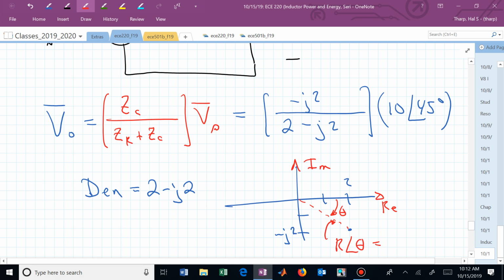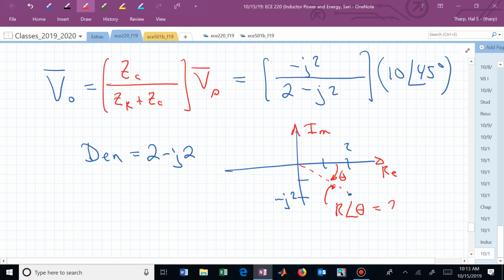And that's just trigonometry. The hypotenuse of a right triangle is the square root of real squared plus imaginary squared, those two components. In this case, since it's at 45 degrees, that's now 2 times the square root of 2, and you can convince yourself of that. And what's the angle? We've gone down as far as we've gone over. That's now a 45 degree angle, and it's below the horizontal real axis. This is now at minus 45 degrees. That's our denominator.